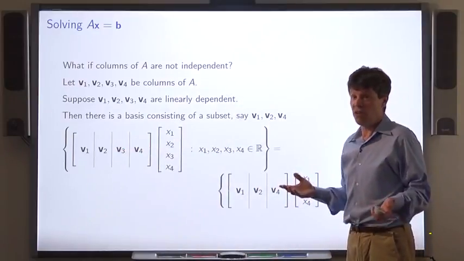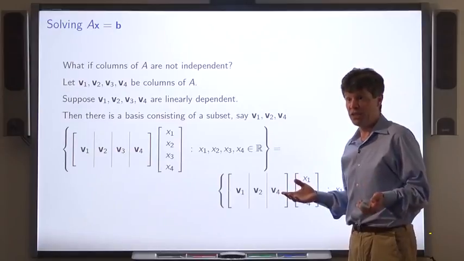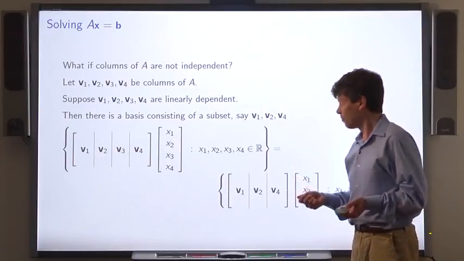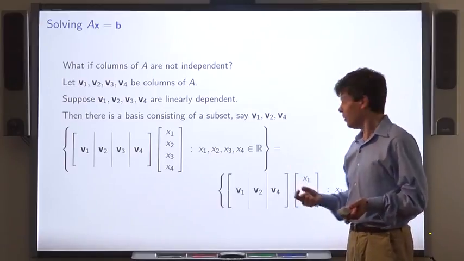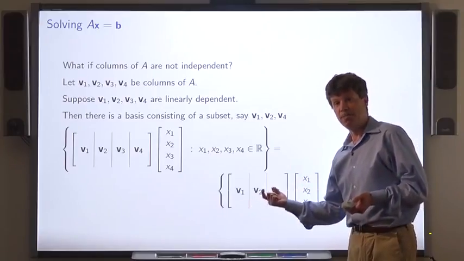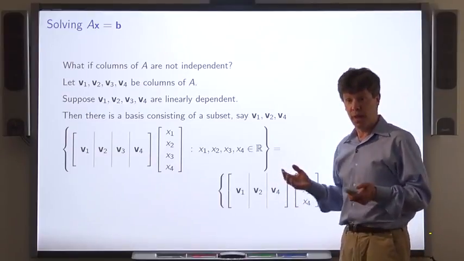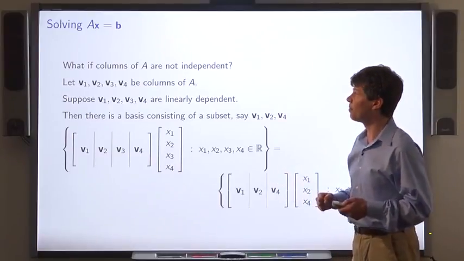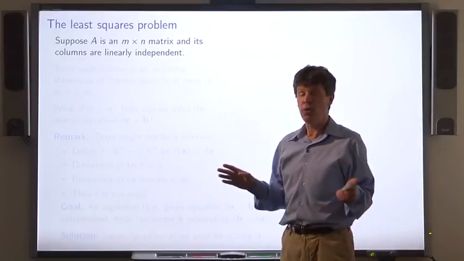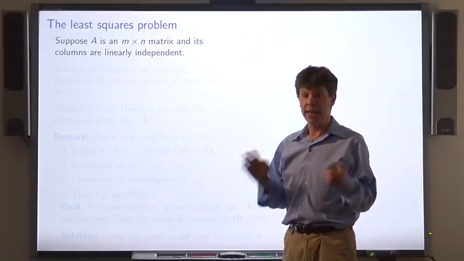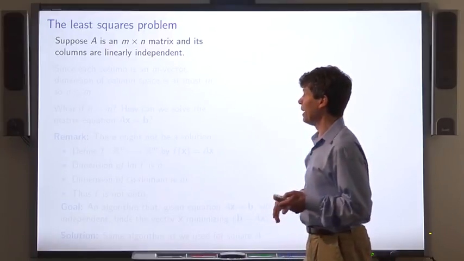So if we want to solve a matrix vector equation, but the columns don't happen to be linearly independent, get rid of some of them. So you have a basis as your column set, and then solve that system instead. Now we're going to assume that A is an m by n matrix and its columns are linearly independent.